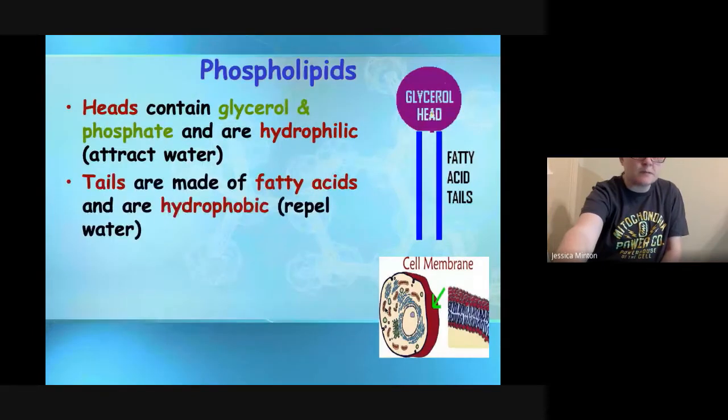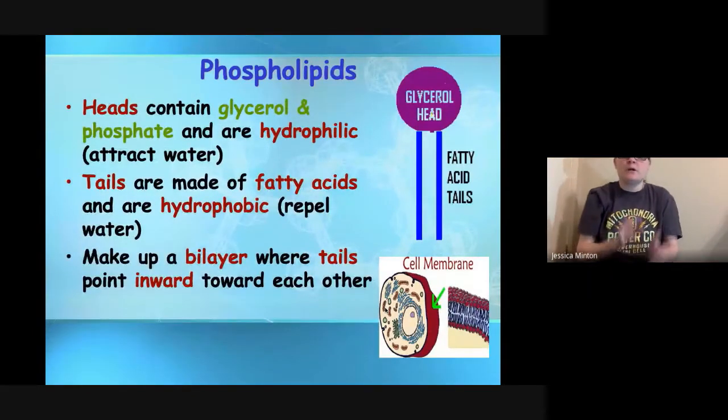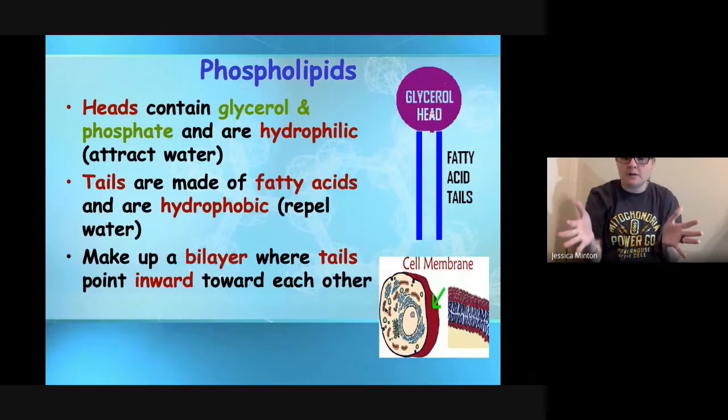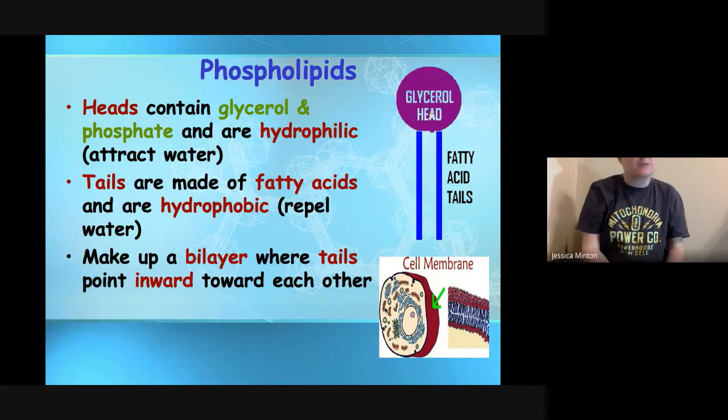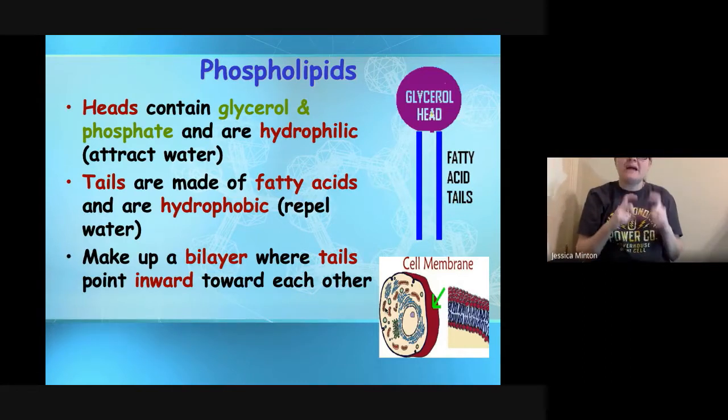So our phospholipids, if you remember in biomolecules, and we're talking about these phospholipids and these lipids being fats, their head is going to be a glycerol and a phosphate. That glycerol phosphate combination, the head of a phospholipid, is going to be hydrophilic, or I like water. Those tails, being those fatty acids, do not. So they are hydrophobic. They're afraid of water. They're going to go away from it.